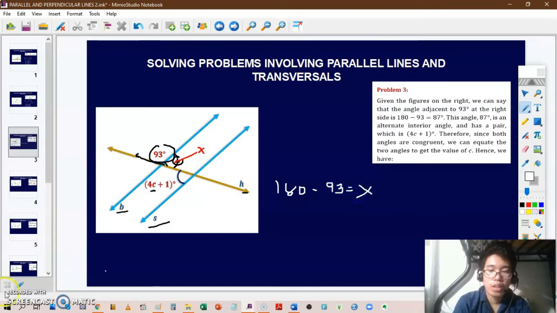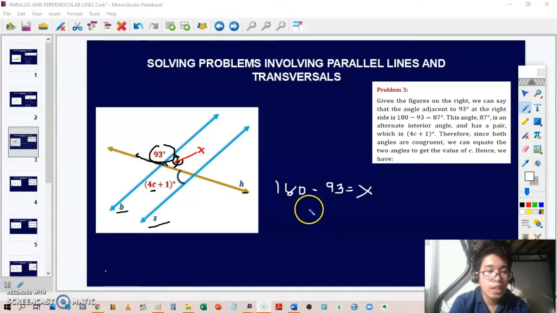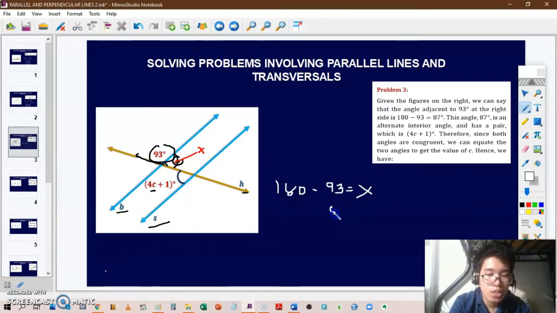And so what's 180 minus 93? That's essentially X is equal to 87. And from here, we can substitute this value, we can equate this value of X equal to 87 to 4C plus 1, since they are alternate interior angles and they are congruent.